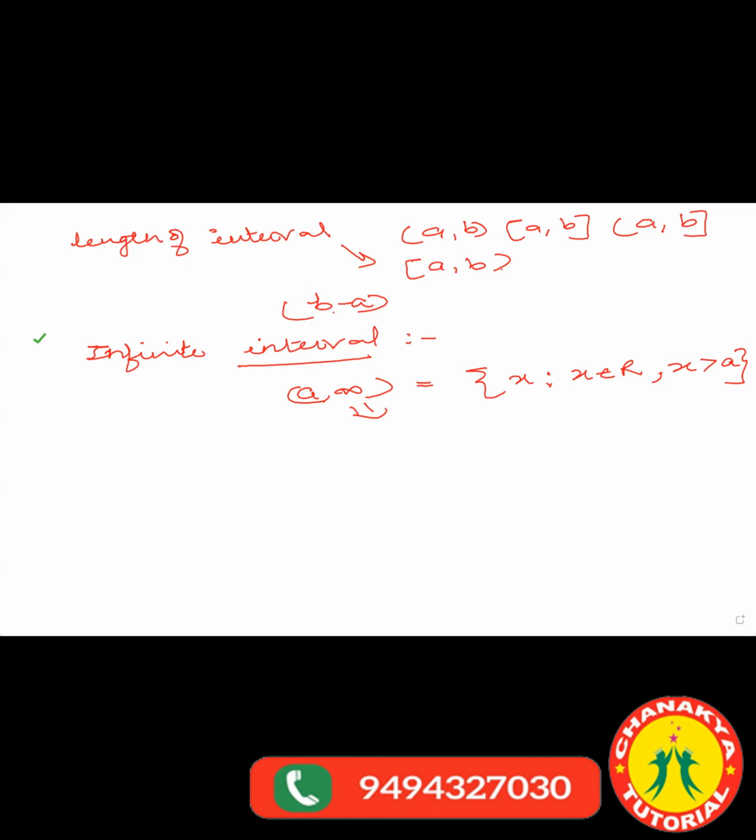Now, a few examples. See here. Write the following sets as intervals. First of all, just one, unmute yourself. x such that x belongs to real numbers and -3 is less than x, less than or equal to 5.